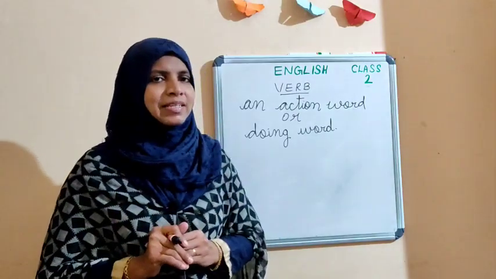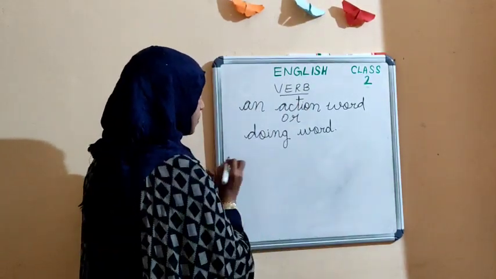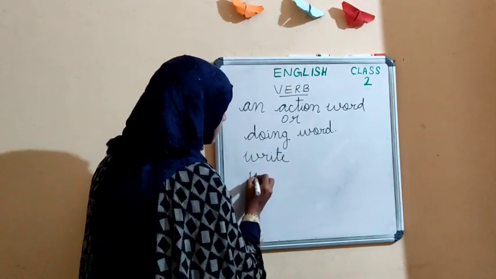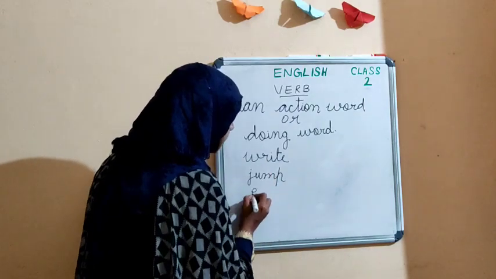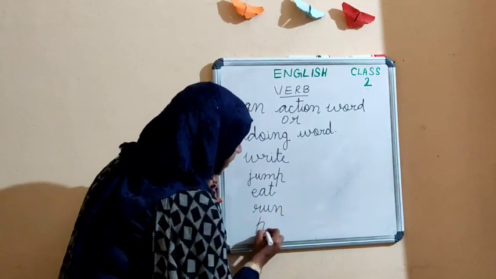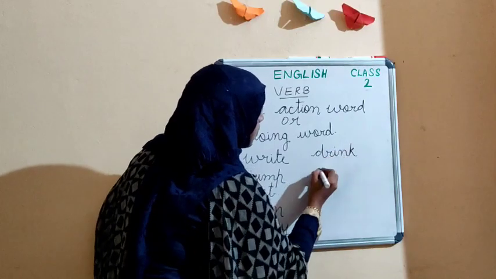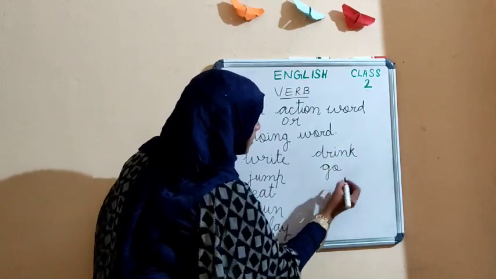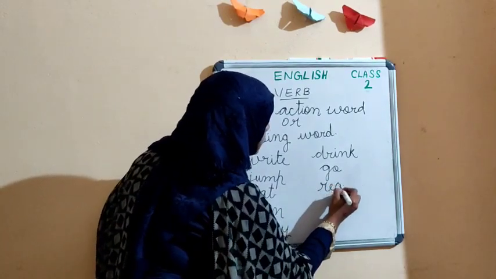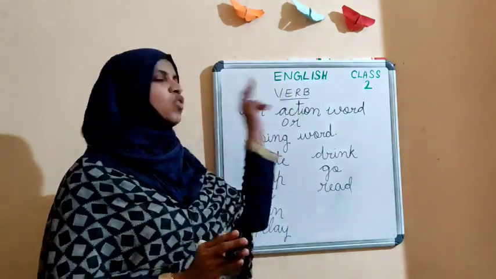Now you got its meaning. Action word. What are the actions we are doing? Those words are verbs. For example, write. It's an action. Write. Jump. Eat. Run. Play. Drink. Go. Then, read. So on. All the action words are verbs.